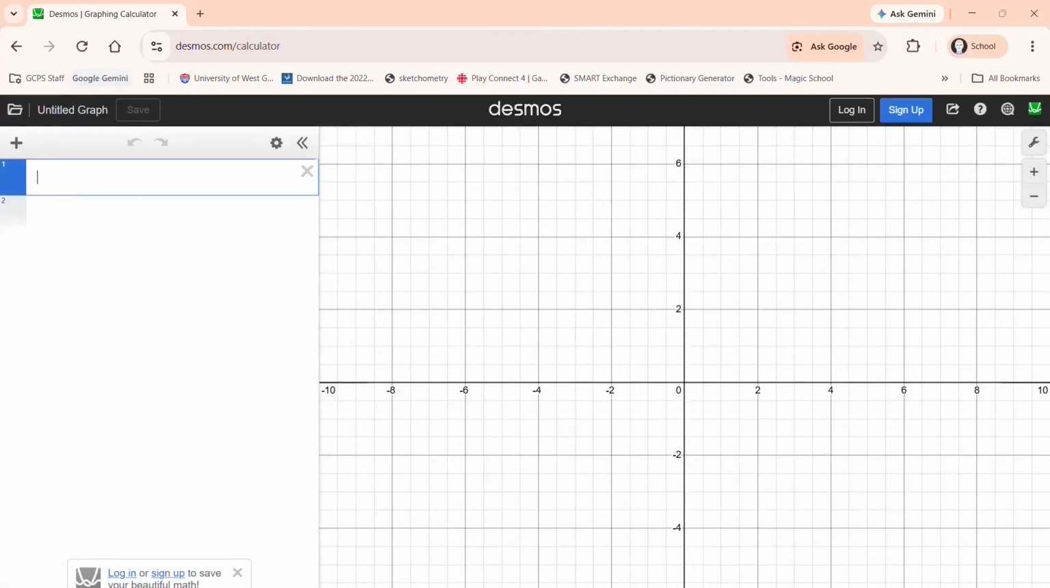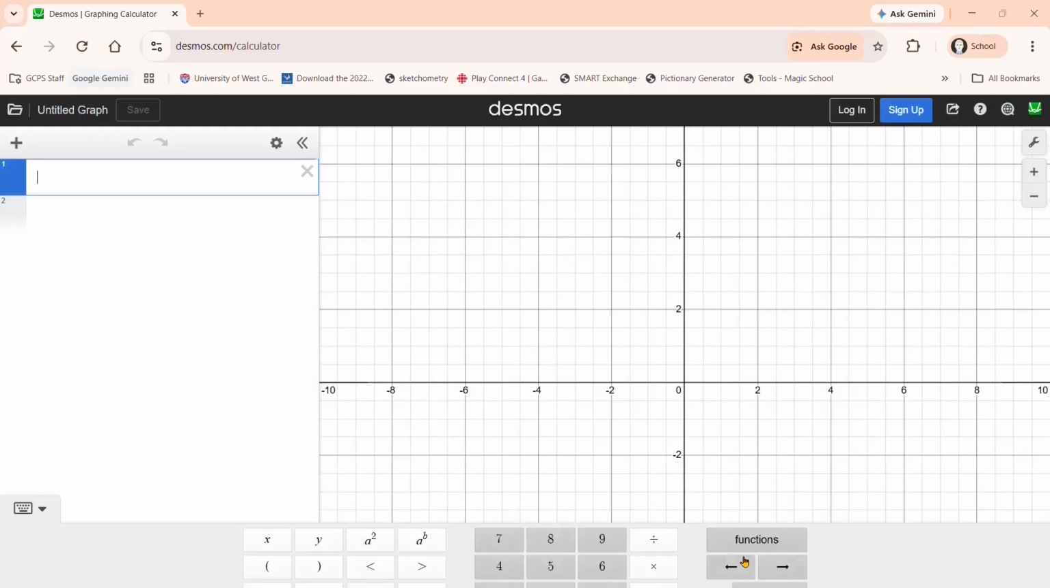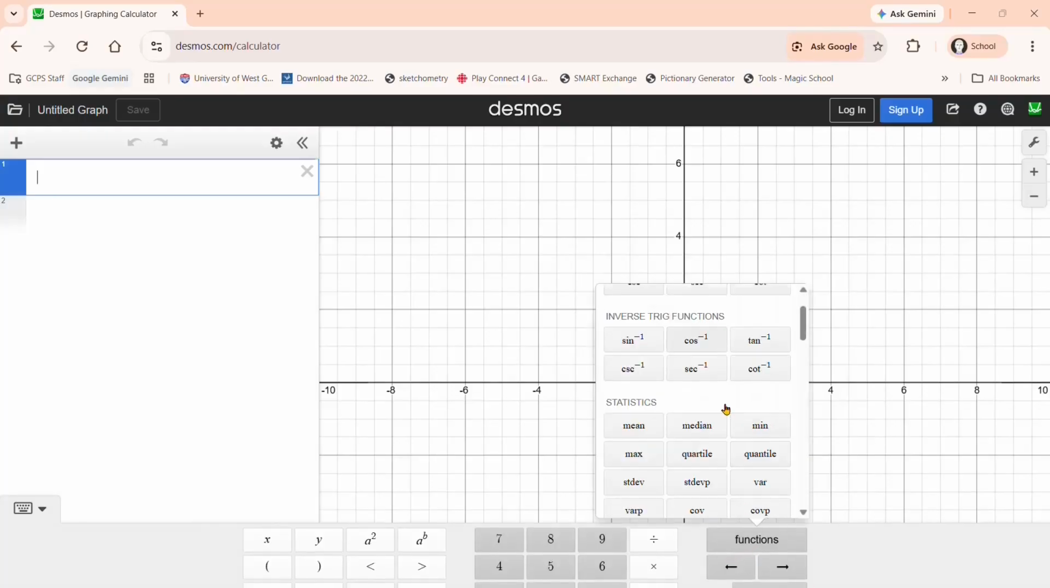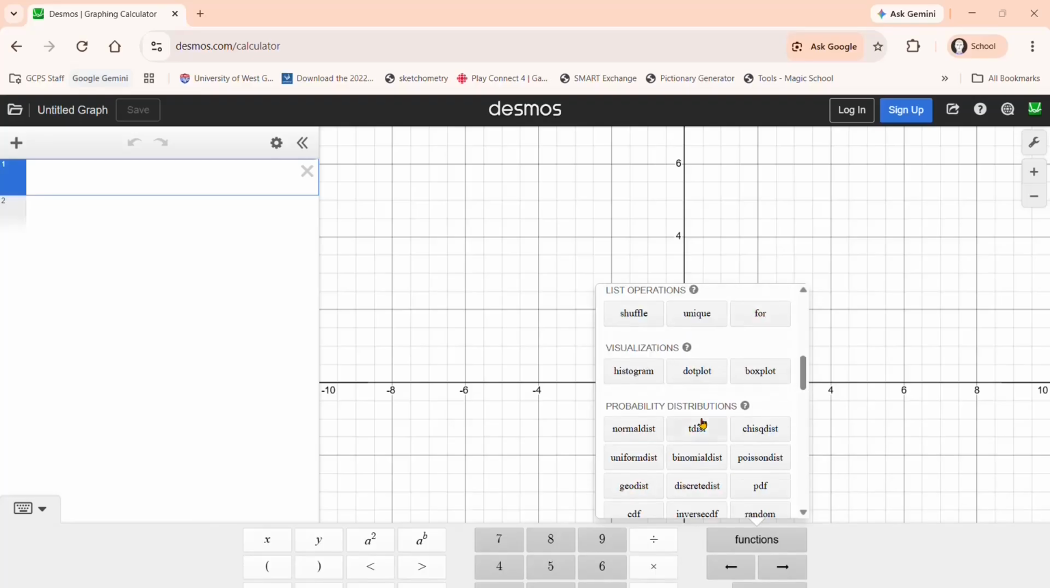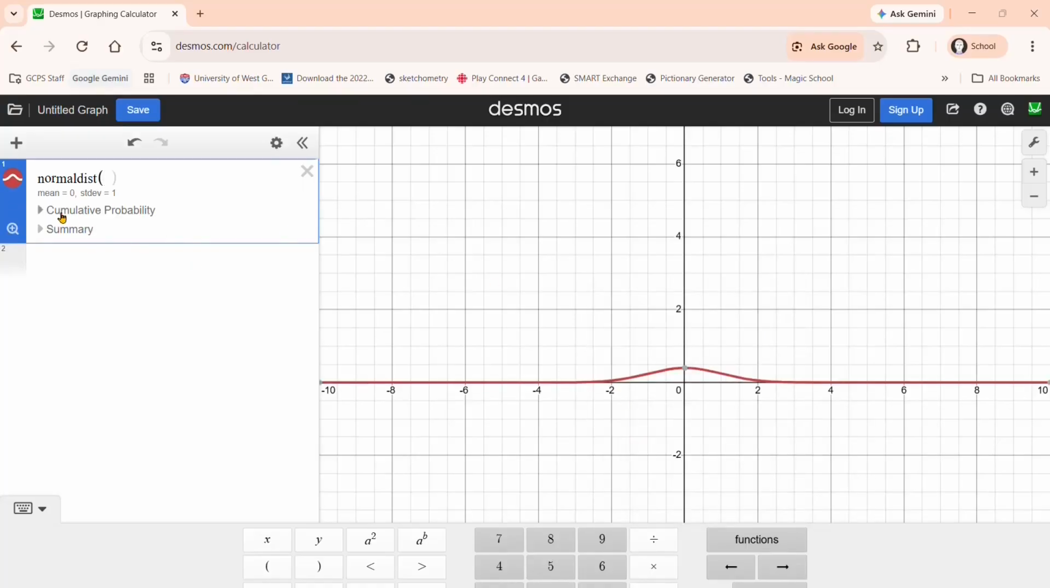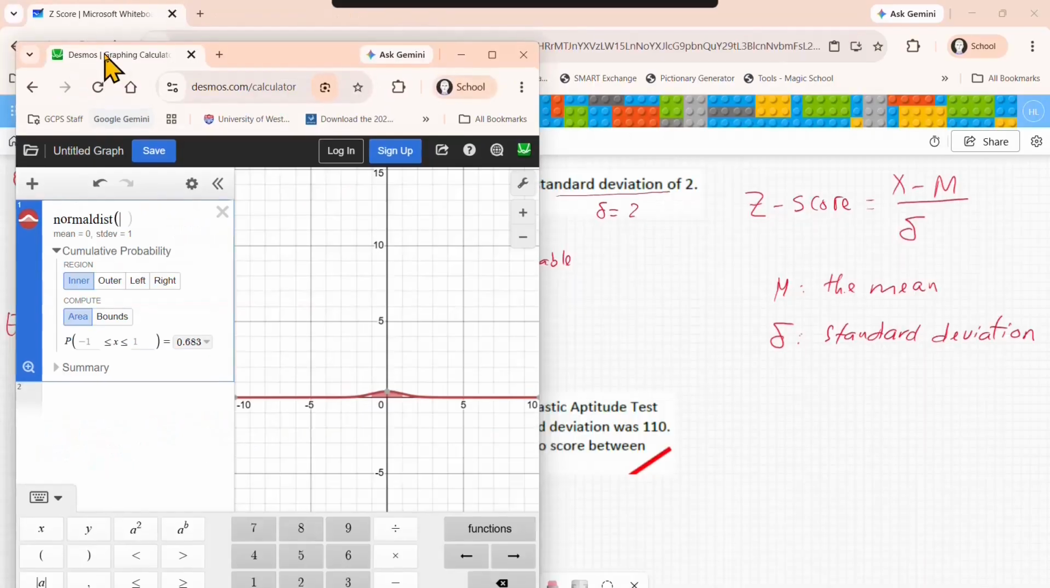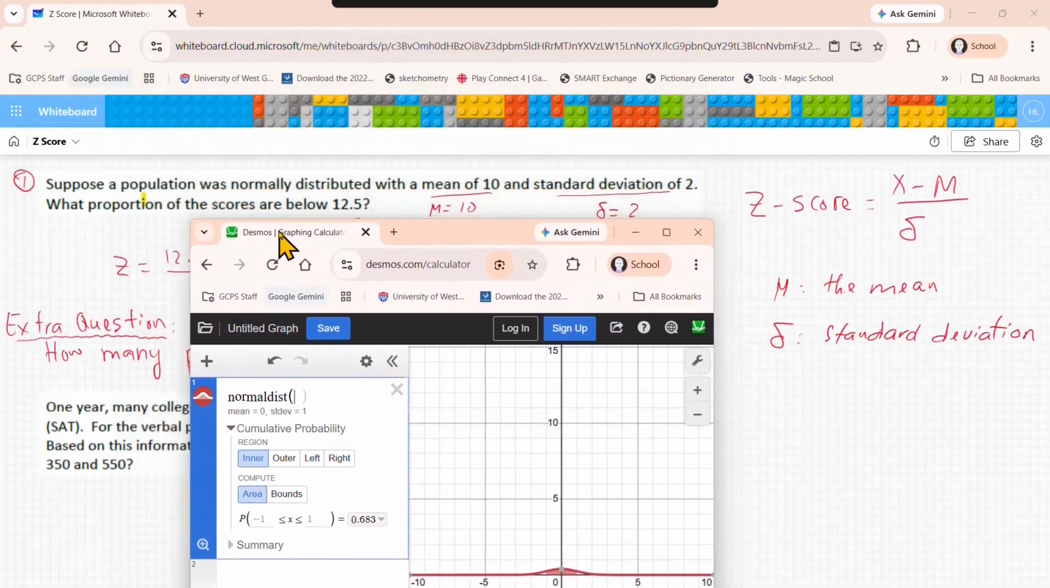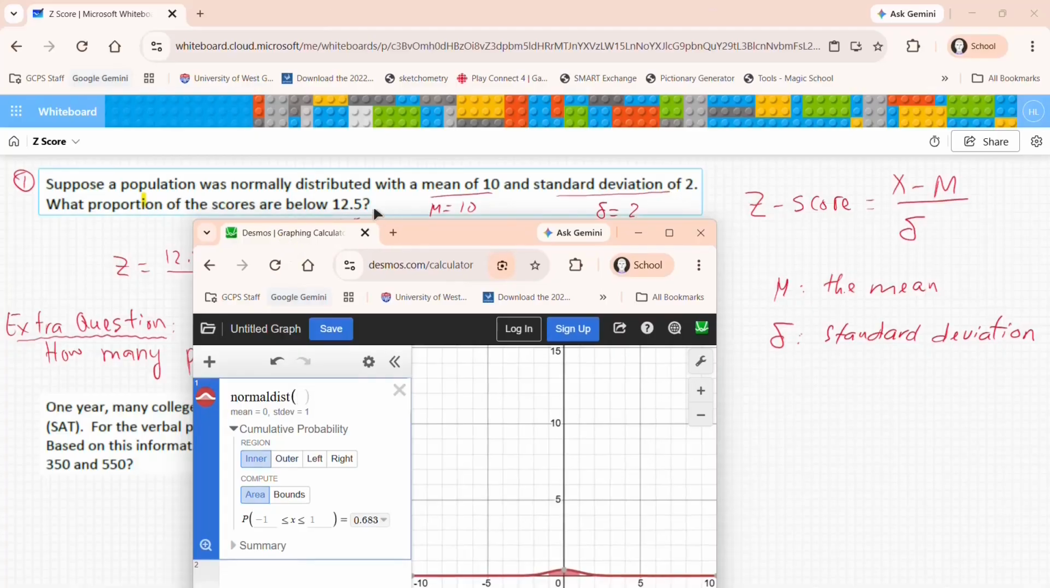Then this is where you go to the keyboard, functions, then scroll down a little bit until under probability distributions, click on the normal distribution. They abbreviate the words normal distribution. Then you go to cumulative probability. So remember now the question is asking for below. Let me pull it down a little bit so you can see. So the question is asking for below 12.5.